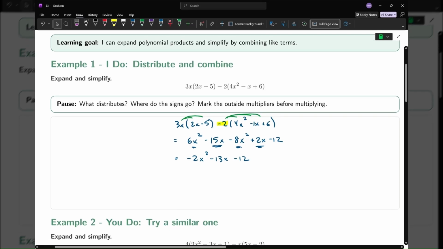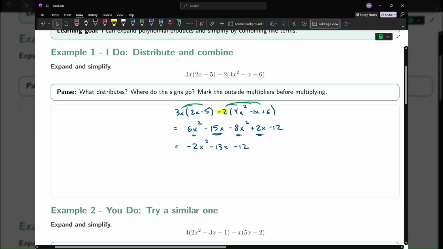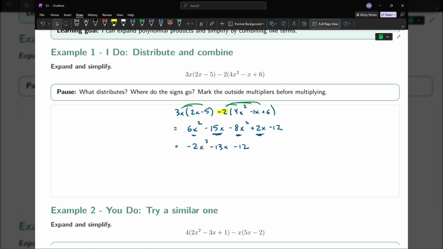So here's one for you to try. 4 times 2x squared minus 3x plus 1, minus x times 5x minus 2. So give that one a shot, pause the video, and then we'll come back and talk about it.